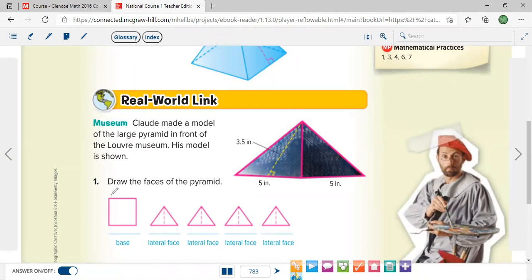My question now: can I find the area of this square? For sure, 5 times 5. Can I find the area of one lateral face? For sure, half base times height, because this is a triangle. So half times base, which is 5, times the height, which is 3.5. Can I find the four triangles? Of course, this one plus this one plus this one plus this one. Can I find the surface area of the whole figure? Of course, if you add all faces, one square and four triangles, that's it.